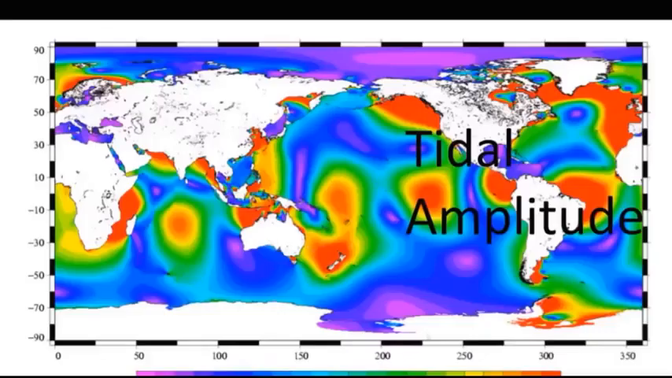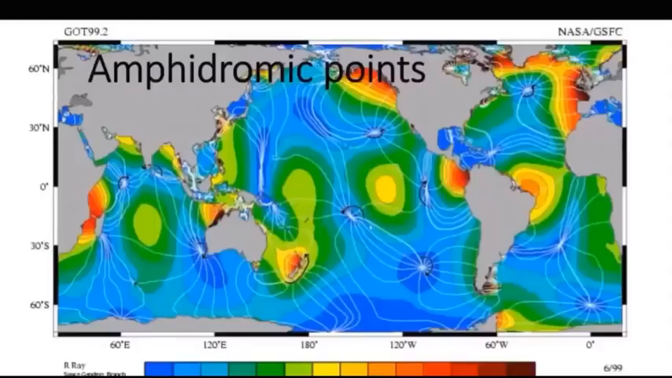Now, the places where there is no tide, these are called amphidromic points. I will call them tidal nodes because that's the more common term for them. And they're here. And these are the places, these points, where there is no tide. Literally no tide at all. And there's tons of them all over this map. There's these ones in the center of the oceans, which are quite easy to see.